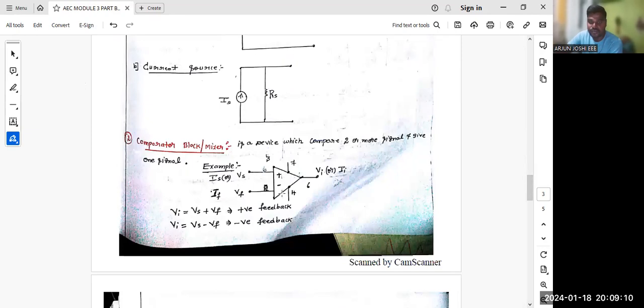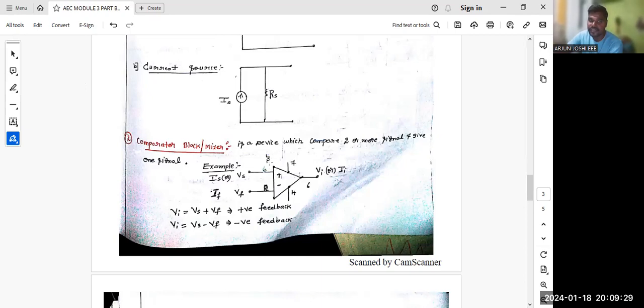Dear students, what do you mean by positive feedback? For positive feedback, we are going to take VI = VS + VF. For negative feedback, VI = VS - VF. Positive feedback, negative feedback: in-depth analysis is not required here.